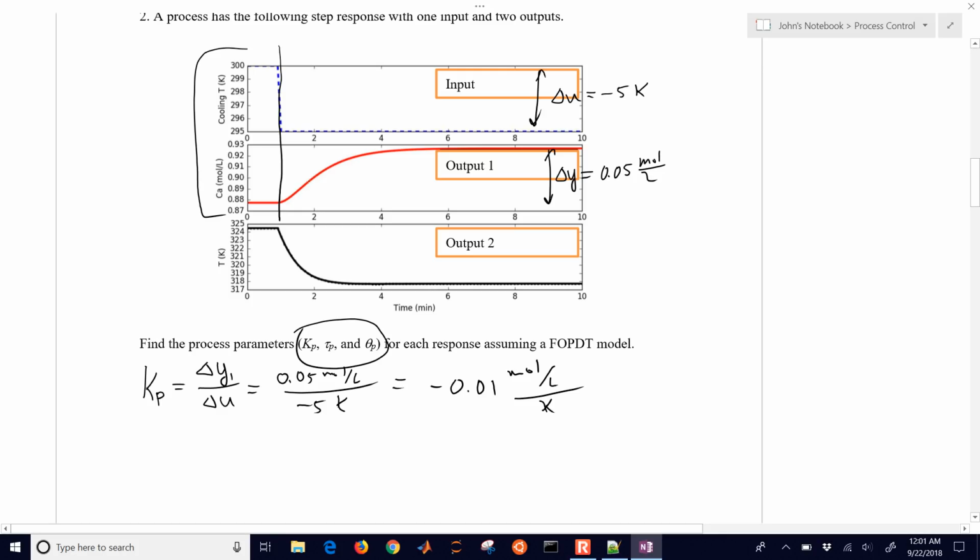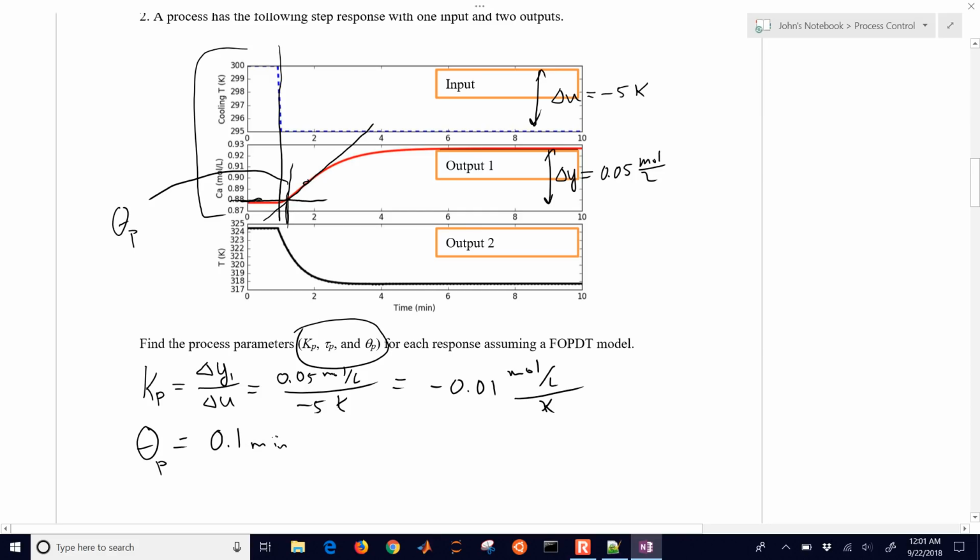The way I can do that is look at the inflection point of this, draw the tangent to it, and draw a line over where it started. Where those two meet up is approximately my dead time. So this is going to be my theta p, and my theta p is about 0.1 minutes.